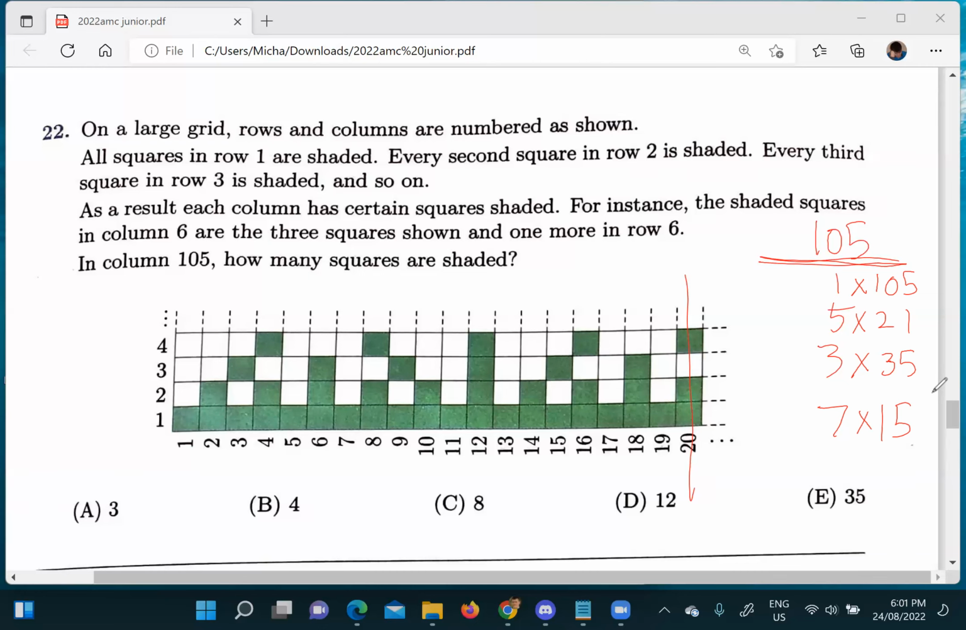Only square numbers have an odd number of factors, okay? So normal numbers have an even number of factors. And the reason is because for every factor, you have another number that's also a factor, right? If you have 1, you also get 105, yeah? If you have 5, you also get 21. So they always come in pairs, okay? So how many factors are there altogether?